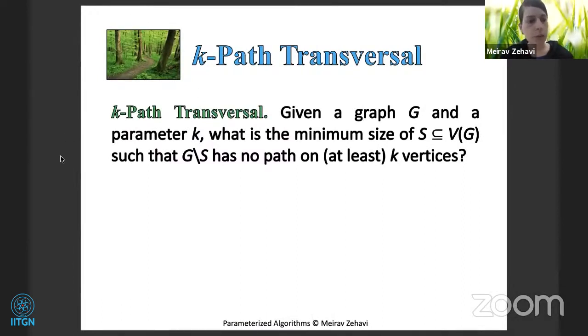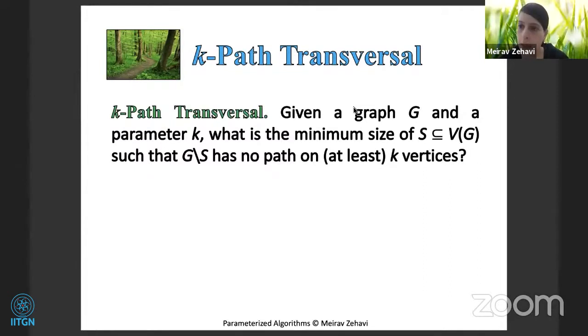Now we will talk about the k-path transversal problem. Here we are given an undirected graph G and the parameter k, and we ask what is the minimum size of a set of vertices S such that in G minus S we have no path on at least k vertices. So we want to remove as few vertices as possible, such that we hit all of the paths on k vertices. Here I mean simple paths. So it's like a hitting problem. We want to hit all paths on k vertices.